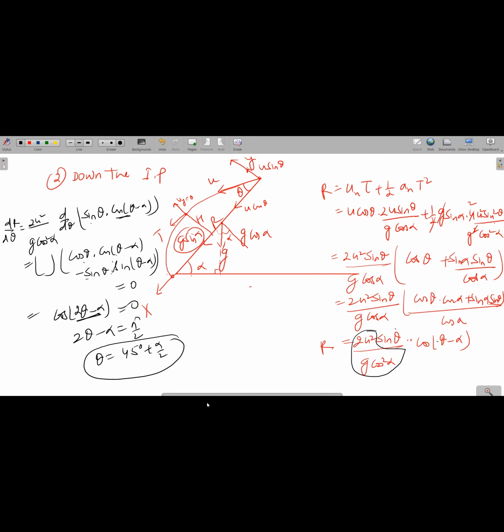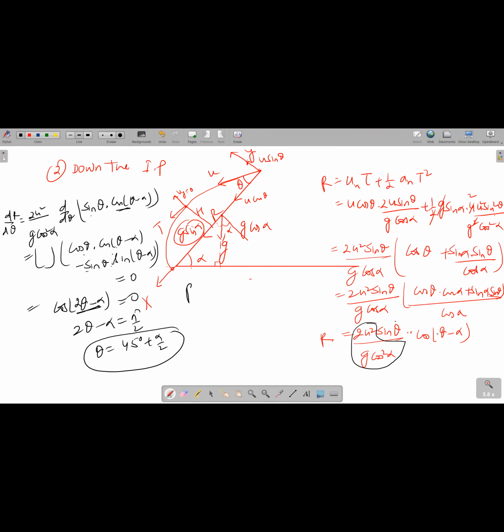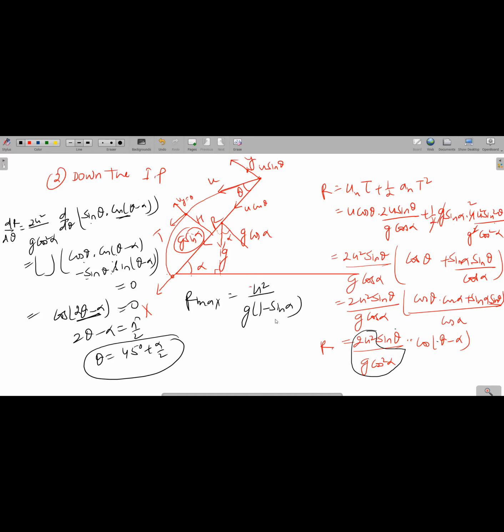Yes, sir. So in the previous case, we had R max. We found R max, so we got u square upon g(1 plus sin alpha). But in this case, we'll get u square upon g(1 minus sin alpha). Right? So you can put and find, but I'm just saving some time. But you have to remember this thing.